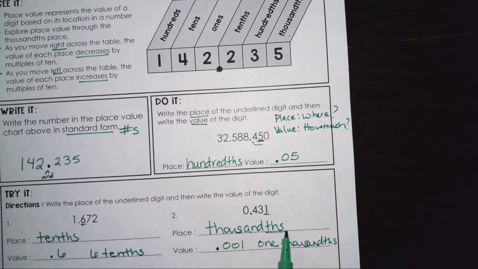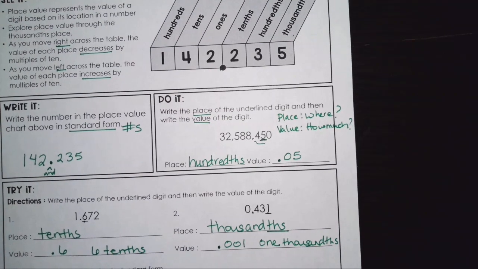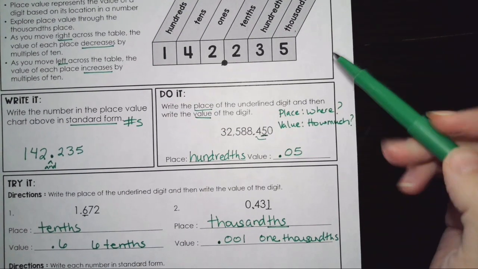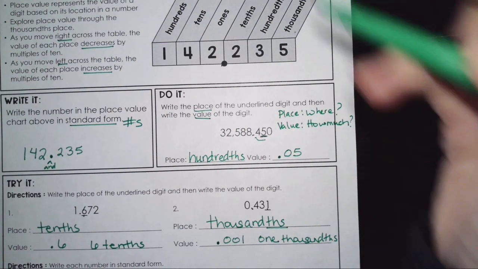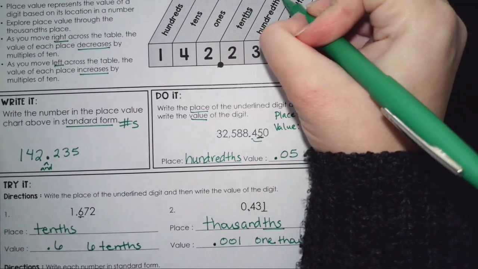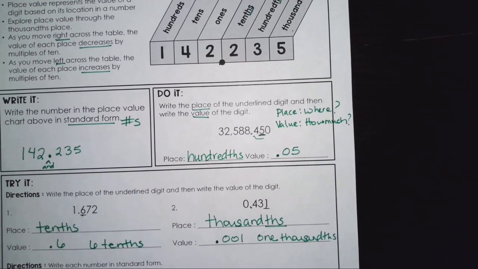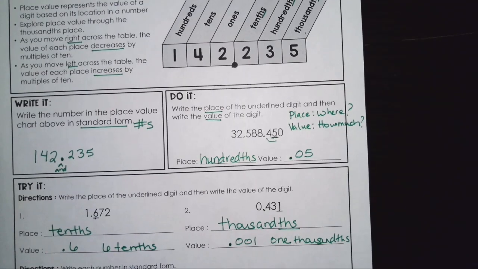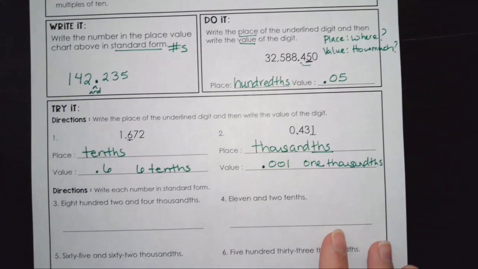Remember, when we're using decimals, all of our labels for our places have THS on the end. So tenths, hundredths, thousandths. That lets you know that it's in a decimal place.